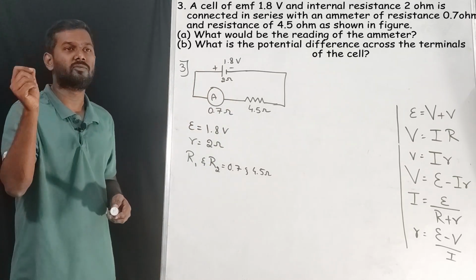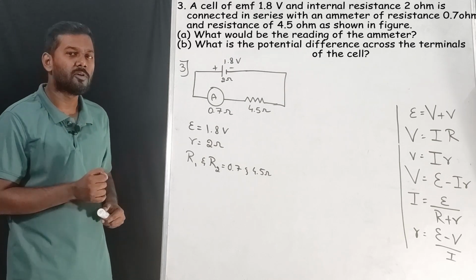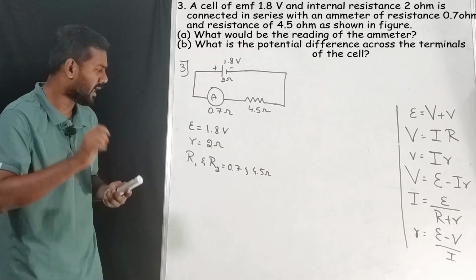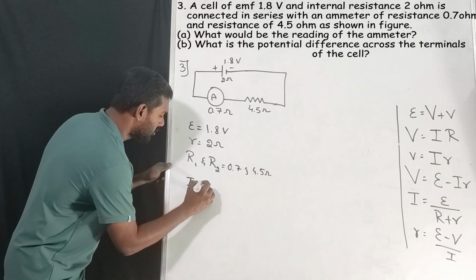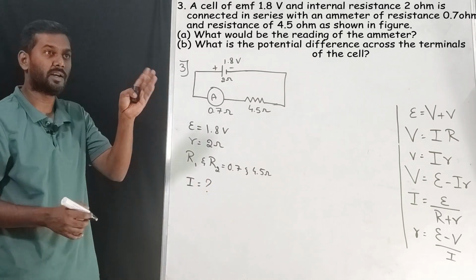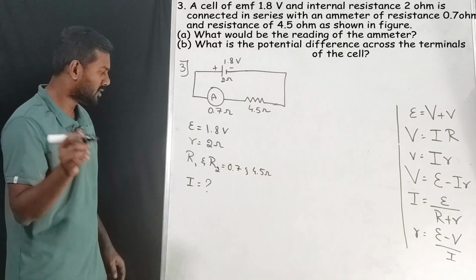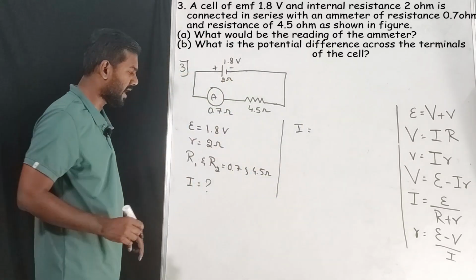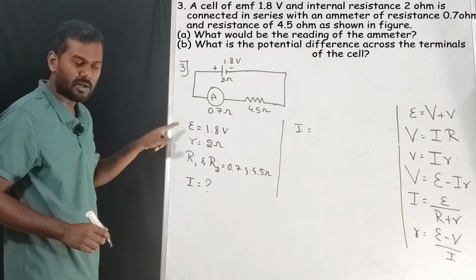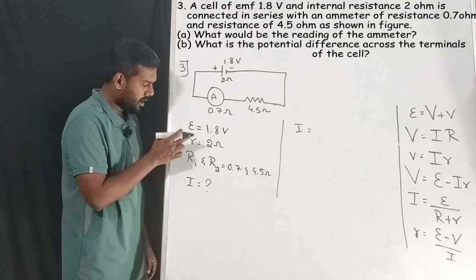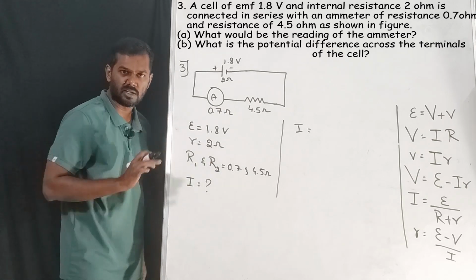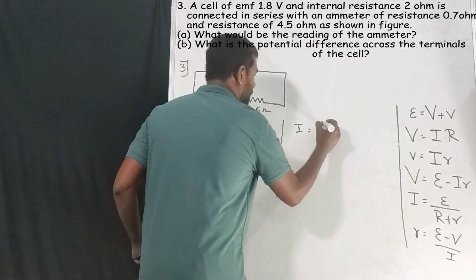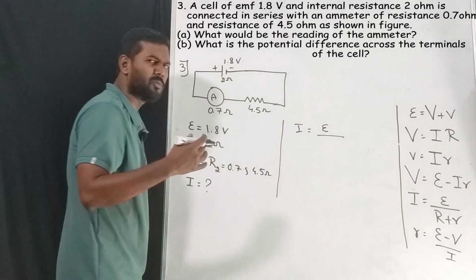Then we'll go for the question. What would be the reading of the ammeter? What do you mean by the reading of the ammeter? Finding the value of capital I. So I we have to find. First we'll find it, then we'll go for sub-question B. See, I is equal to, what are the given data we have? E and the different R's. So what do you mean by I?